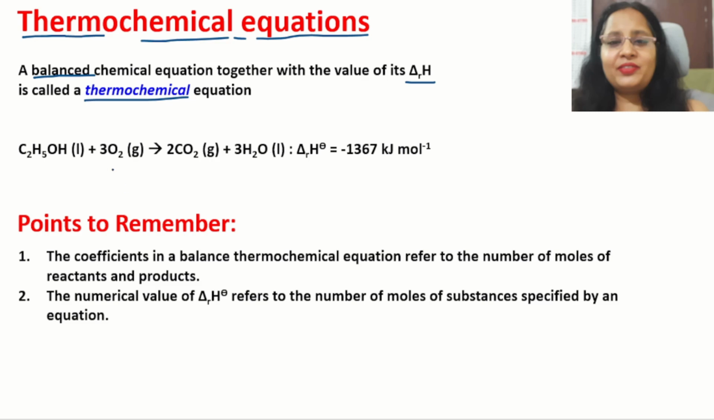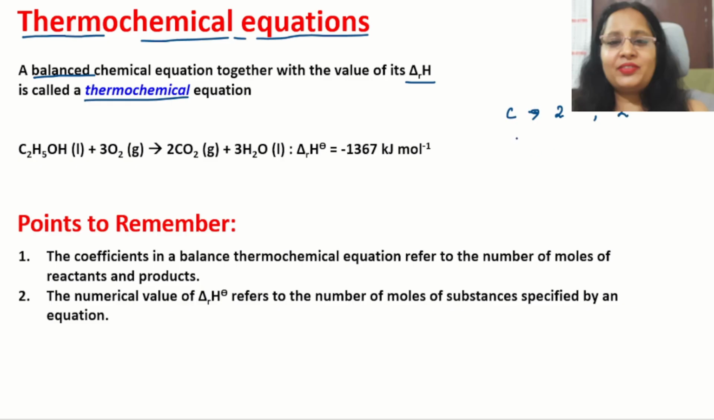So let's have an example. We have C2H5OH in the liquid form plus oxygen in the gaseous form. It gives carbon dioxide in the gaseous form plus water in the liquid form. First, check whether the reaction is balanced or not. Let's see carbon: on the reactant side it is 2, and on the product side 2.